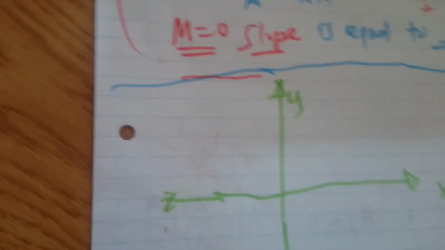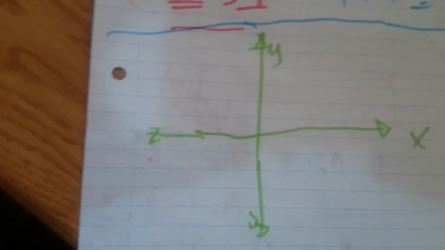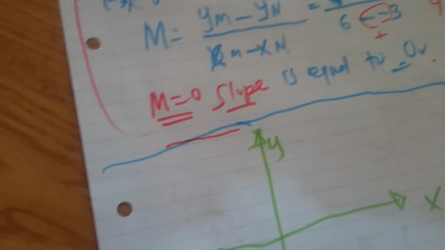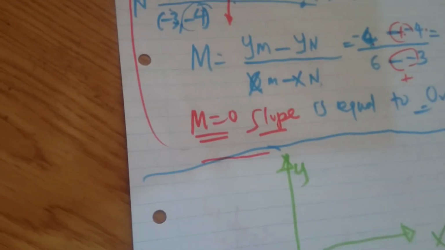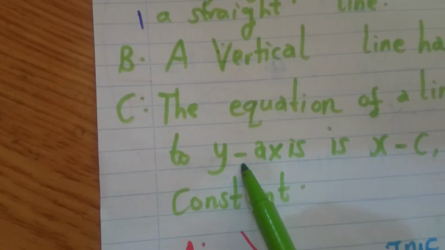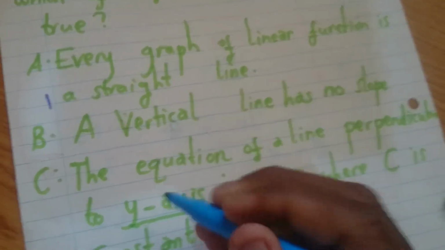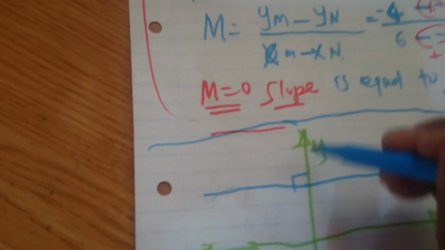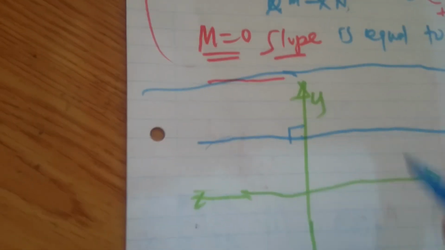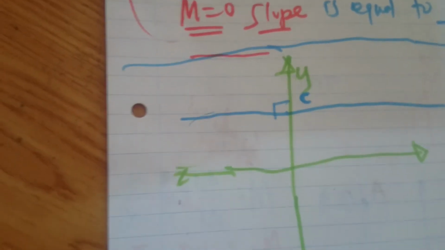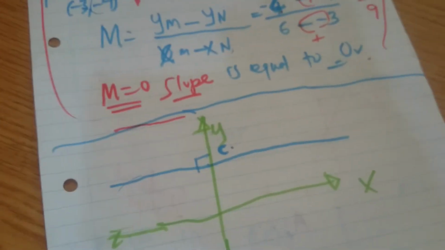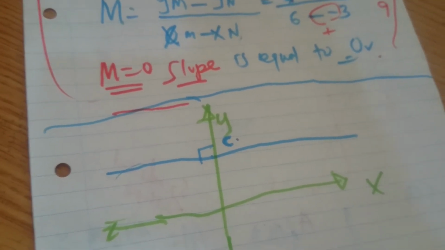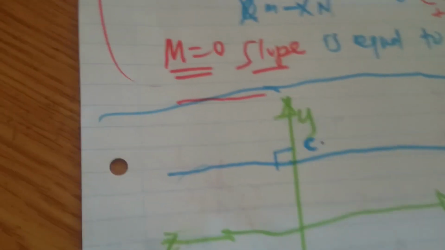So when they say the equation perpendicular to the y-axis, what is perpendicular? Perpendicular means it must make an angle of 90 degrees. The equation of a line perpendicular to the y-axis means this line is coming, let's say, from anywhere, and makes an angle of 90 with the y-axis. So this is going to be the y-intercept. For that case, c equals y, not c equals x. According to the option here, they say c equals x. That's not true. It's c equals y.